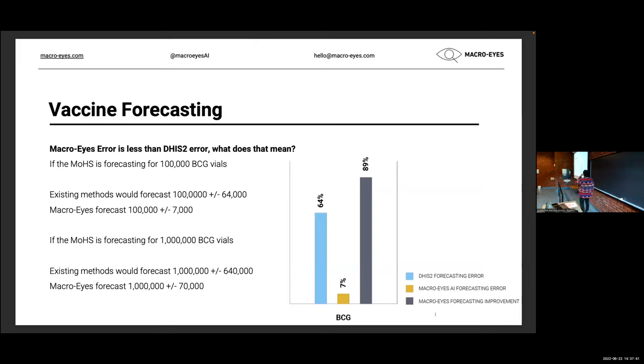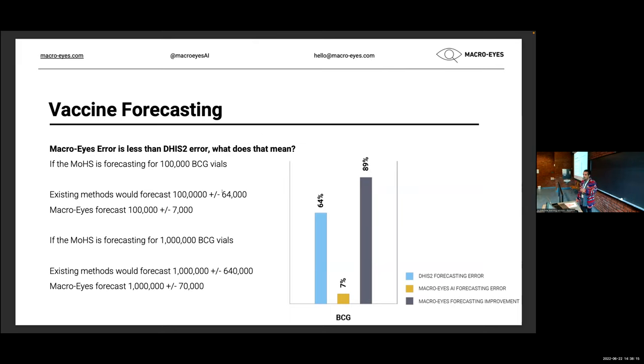So now I want to tell you what these percentages mean. I'm talking about 56% error. What does it mean in quantity? So for example, if you think of vaccine, here I'm showing the BCG vaccine. If, for example, the MOHS has 100,000 vaccines they want to distribute, and they make the decision based on the 3 months rolling average, what would happen is that they would have plus or minus 64,000 error in the quantity that they distribute.